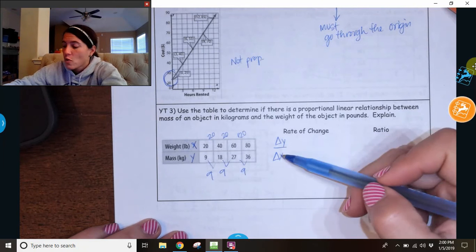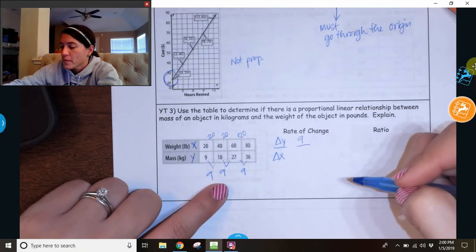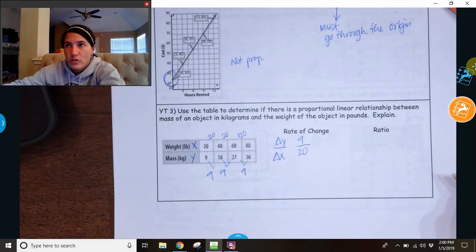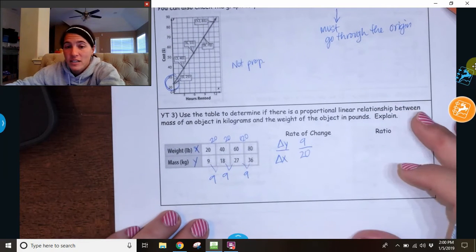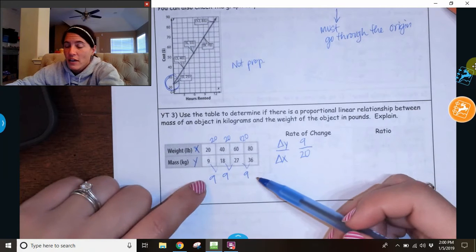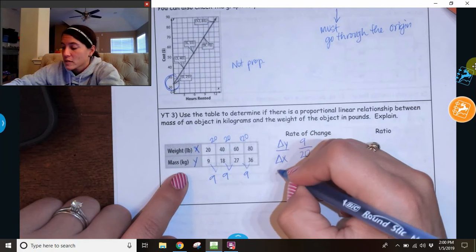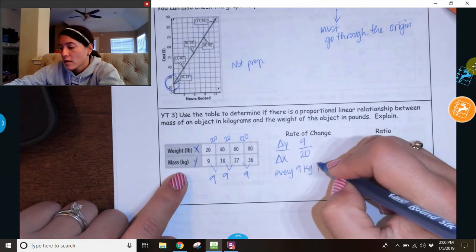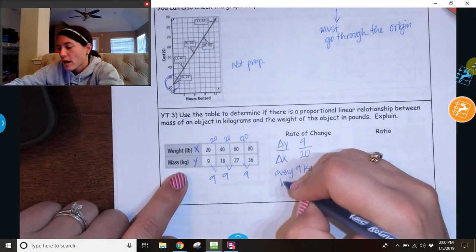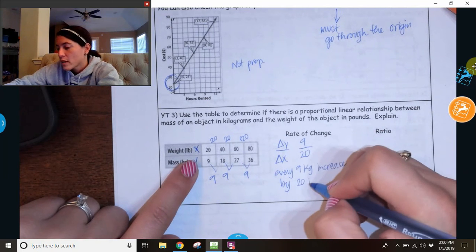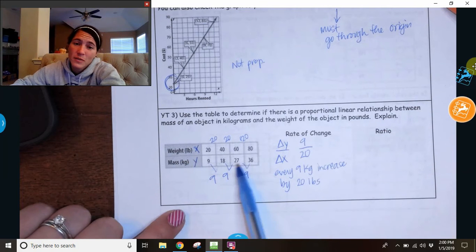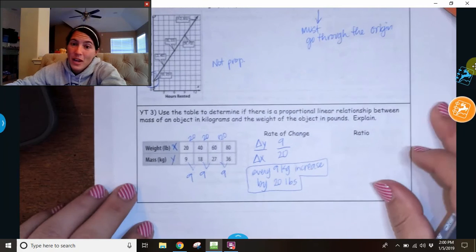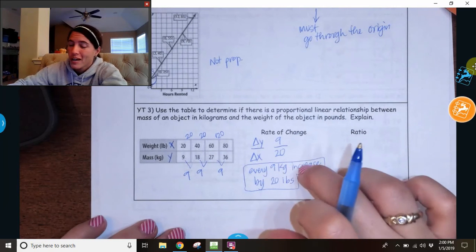So my change in y's are 9. And my change in x's are 20. And can you reduce that? No. So that is a constant rate of change because for every 20 kilograms, the weight increases by 9 pounds. And the reason I know it's increasing is because the numbers are getting bigger. So that is my rate of change. Make sure you write that statement. The rate of change is always going to have units with it.